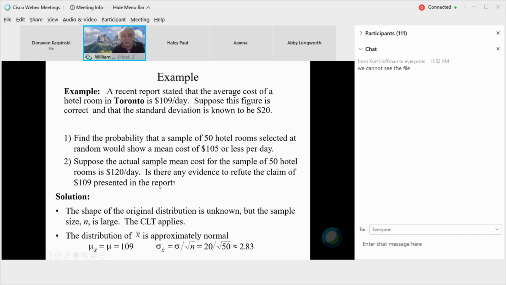Suppose we took a sample of 50 hotel rooms and the average price was $120 per room. That's quite a bit higher than 109. Is this strong enough evidence to refute the claim that the average price is 109?